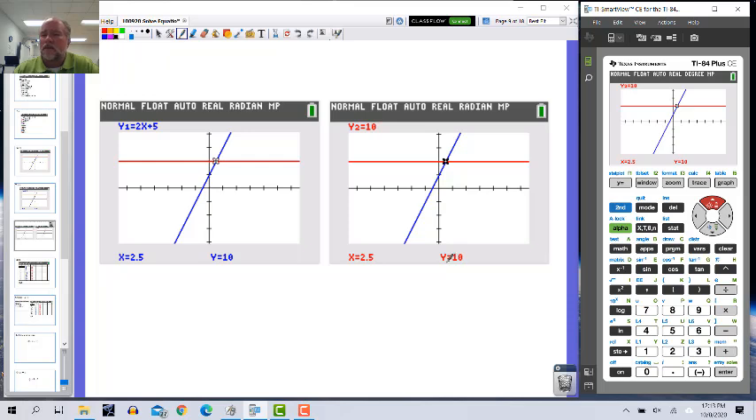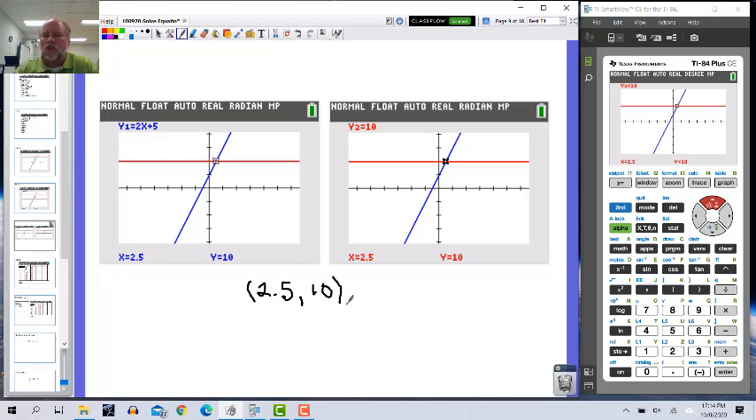So on your assignment today, one of the things I'm going to have you write down is the point of intersection. So this point of intersection, you would write a parenthesis, and you would write 2.5, comma, 10, because that is our point of intersection. So that's what we're looking for. Whenever I ask you that on your assignment, that's what I want.